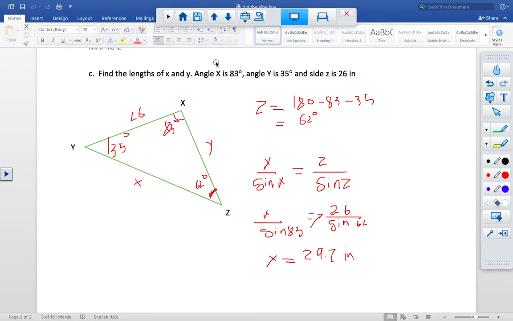Okay, so I already solved for x. So that's half of the question. The second part of the question is you have to solve for y. So I have to do exactly the same thing, but instead of using x over sine x, I'm going to have to use y over sine y. So I'm going to write this here. So it's y over sine y. What's sine y? Sine 35. Equals z over sine z. So 26 over sine 62.